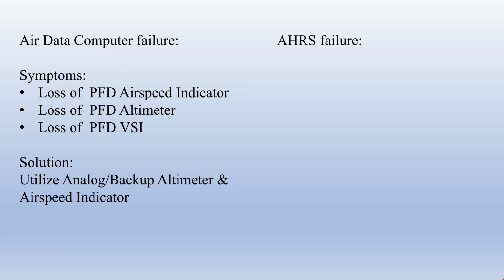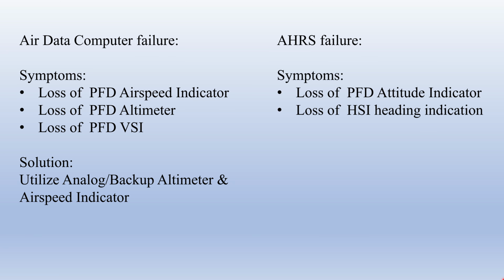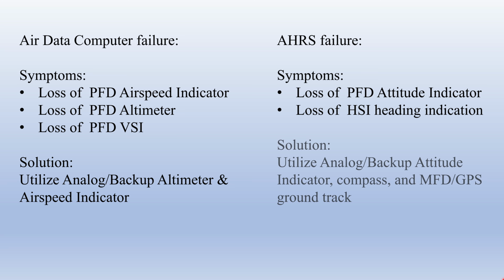If the AHRS fails, you're going to lose your PFD attitude indicator, and then you're going to lose your heading on your HSI indication. So the compass rose will not turn anymore. It will still be up there, and then the heading field will go blank. It'll have a red X in it. So the way you compensate for this is to utilize your analog or backup attitude indicator for your attitude information, and then use your compass and your MFD GPS ground track, which is a field that's typically up there, and use the combination of those two to see what your heading is.